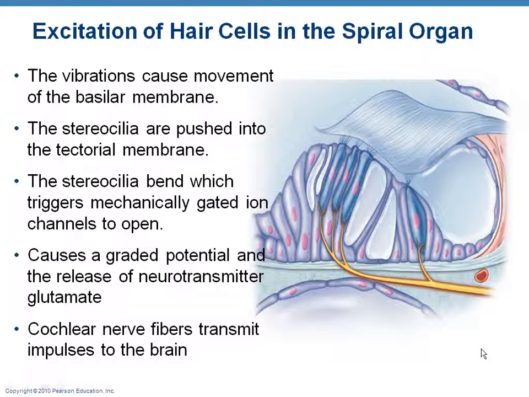The vibrations cause the movement of the basilar membrane. The stereocilia are pushed up into the tectorial membrane. The stereocilia bend, which triggers ion channels to open. This is going to cause a graded potential or a local potential. You're going to release a neurotransmitter. It's going to cause an action potential to be created, and your nerves are going to carry that impulse to the brain.